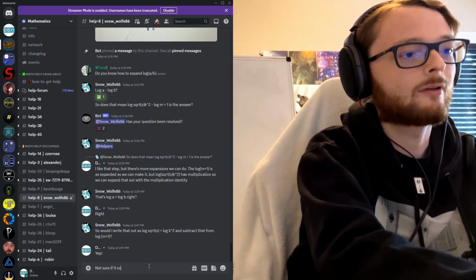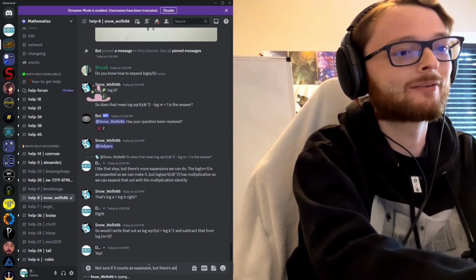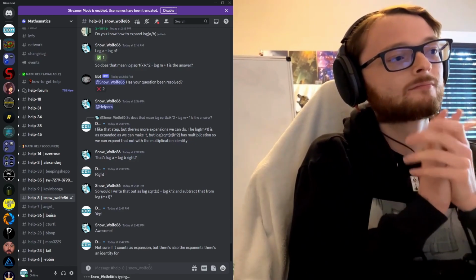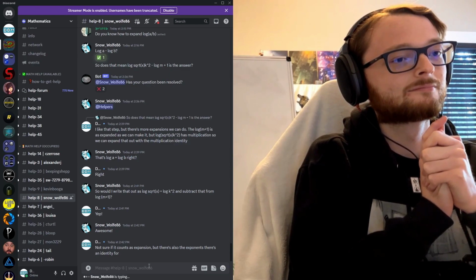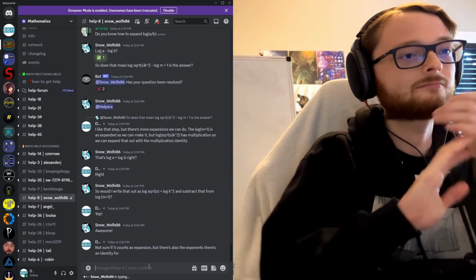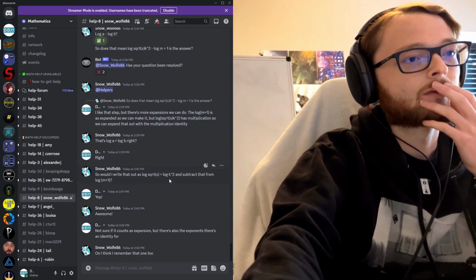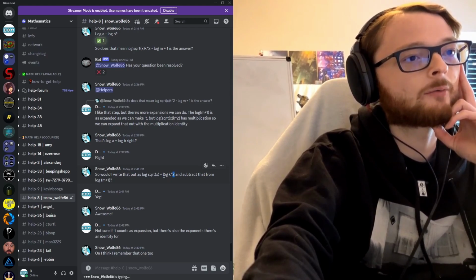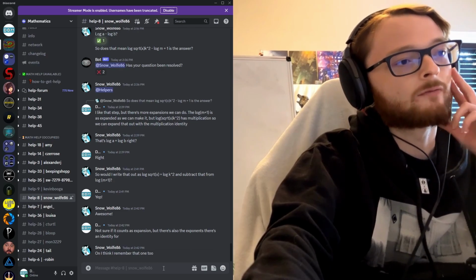It's expansion. But there's also the exponents. There's an identity for this. Basically what I'm saying is, if you have log of k squared, you can write it as 2 log k. The exponent can come down and outside. And the square root is like an exponent of 1/2, so that can also go on the outside. Let's see if they remember how to apply it for themselves, though.